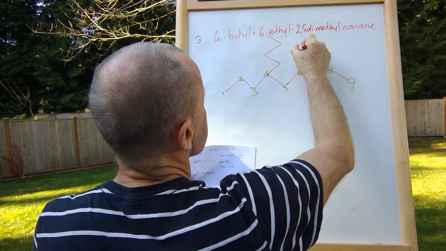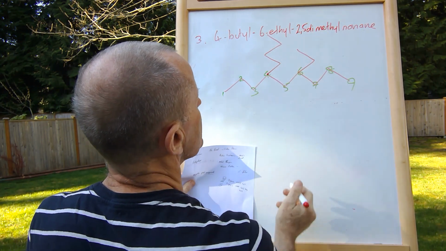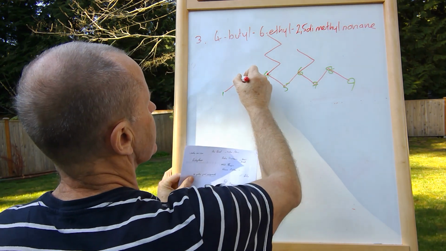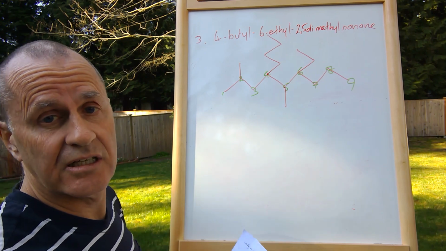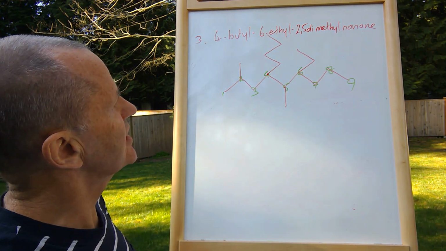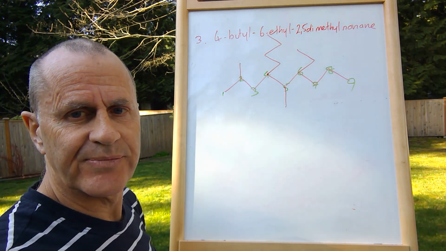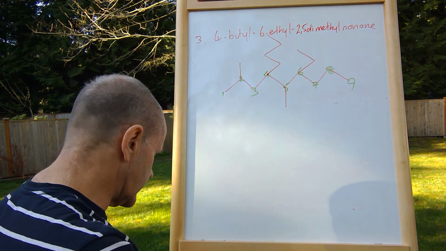6-ethyl, 1, 2. And then 2,5-dimethyl, 1, 2. And there we are. A pretty complicated looking thing, but it's all in the name. It tells you exactly what it is.